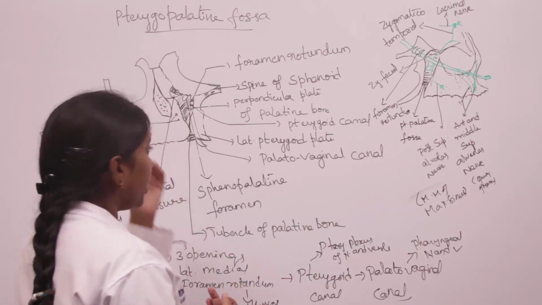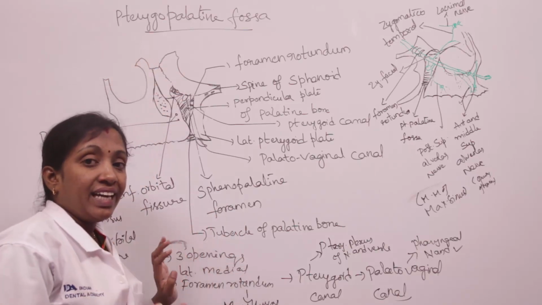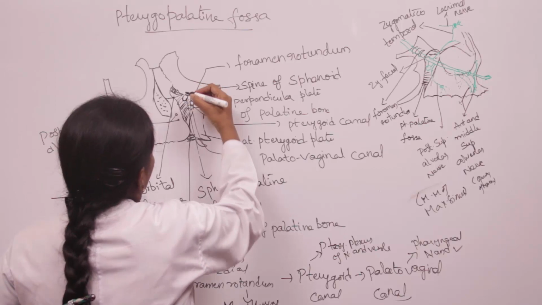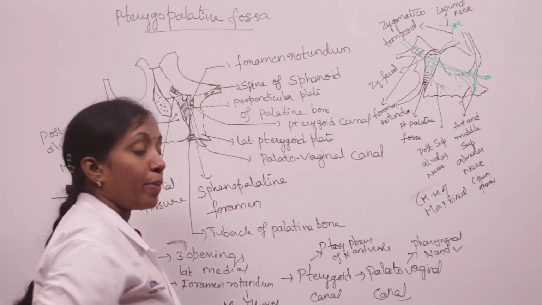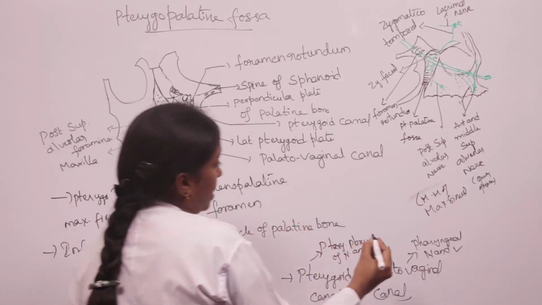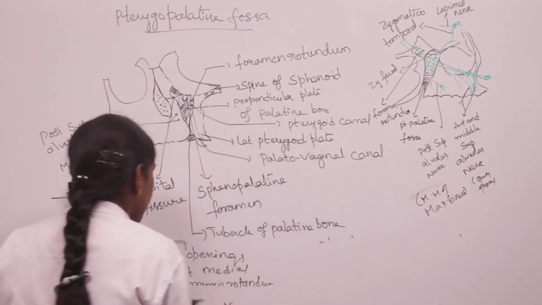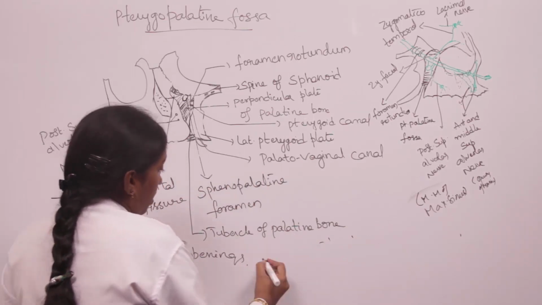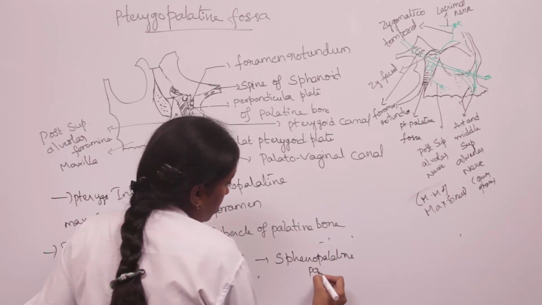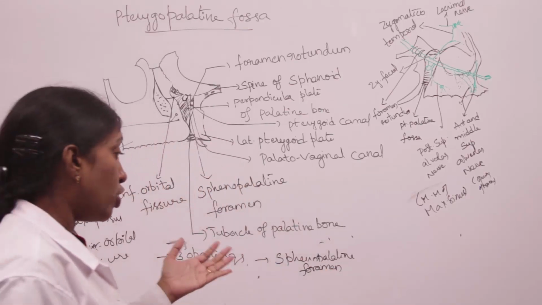The other 2 openings in the pterygopalatine fossa: one is the sphenopalatine foramen on the medial wall. We know that medially the pterygopalatine fossa is related to the perpendicular plate of the palatine bone. So in the medial wall we have the sphenopalatine foramen, which allows the sphenopalatine nerves and vessels to pass through. The sphenopalatine foramen is situated medially to the pterygopalatine fossa.